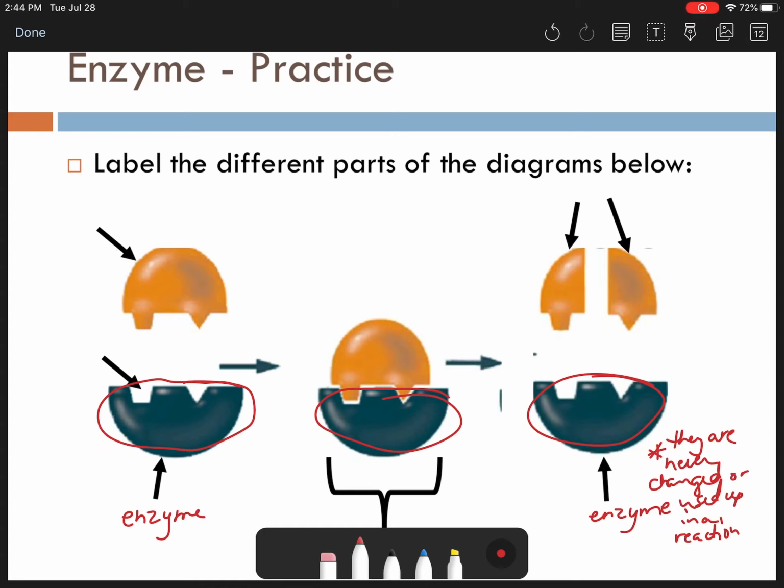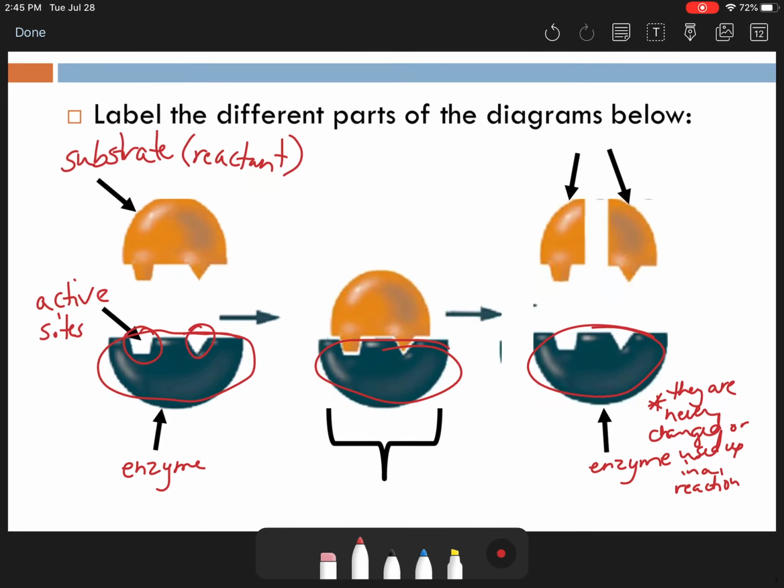Now what we're trying to do here is hook this substance onto the enzyme. This is what we call your substrate. Remember, your substrate is what is going to hook on to the enzyme. Another name for your substrate is your reactant. Okay, where does it hook onto again? What are these spots here called? Those are the active sites. They are on the enzyme. They're the area on the enzyme where the substrate or reactant hooks onto.